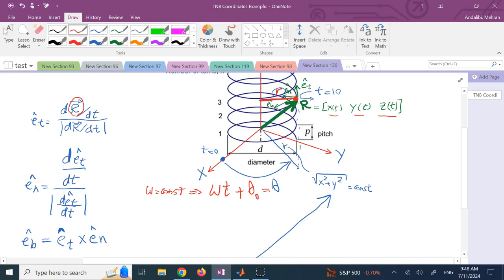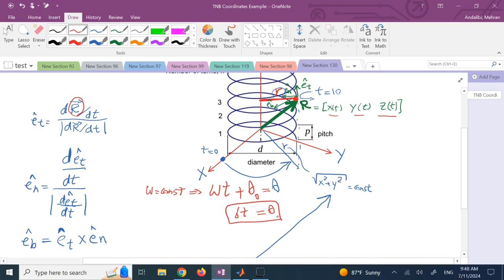In this case, t0 is 0. Okay, and so this omega is 6, and theta naught is 0, so it's simply going to be 6 times t. So this is the angle of the projection versus time.